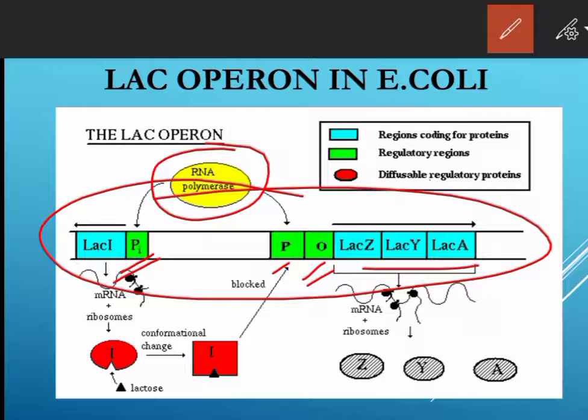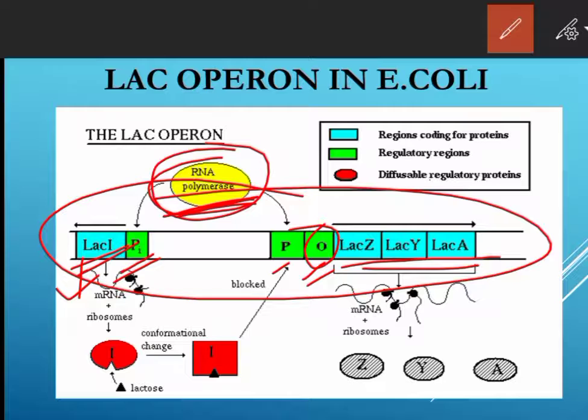Now, the gene I codes for the mRNA that produces the repressor. This repressor binds with the operator region if there is no lactose in the medium. And if the repressor binds to the operator region, there will be no access of RNA polymerase to the structural genes Z, Y and A, and as a result the genes Z, Y and A cannot produce the different enzymes, that is beta-galactosidase, permease and trans-acetylase respectively.